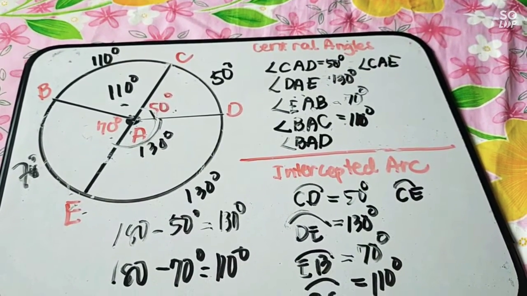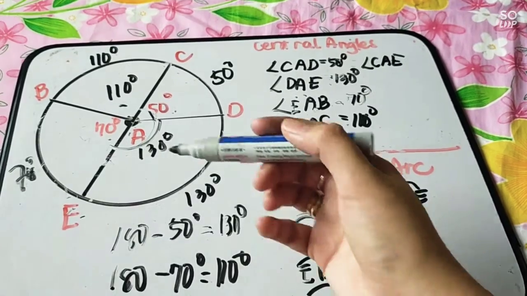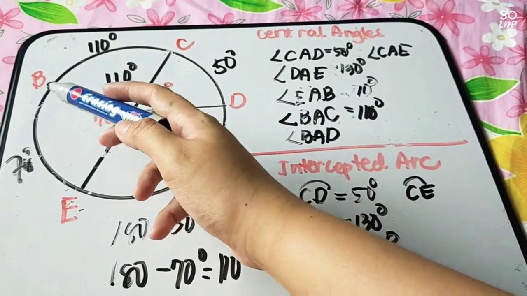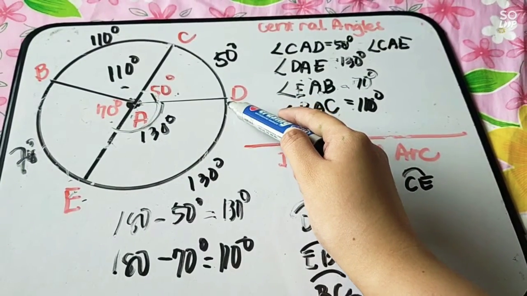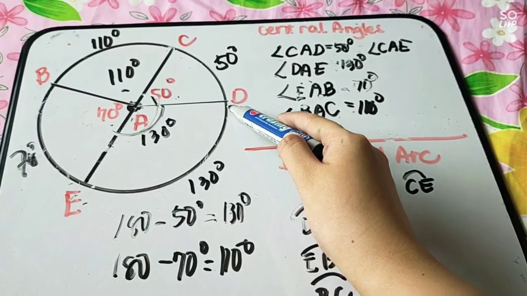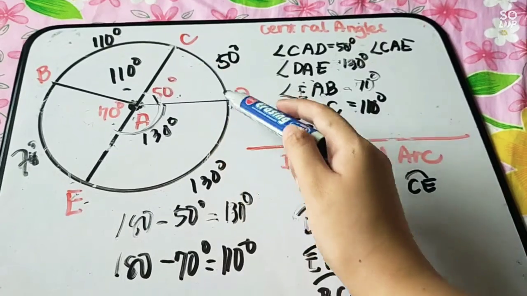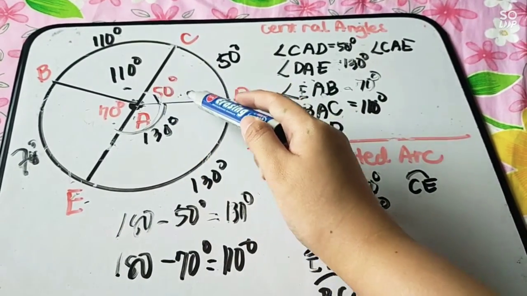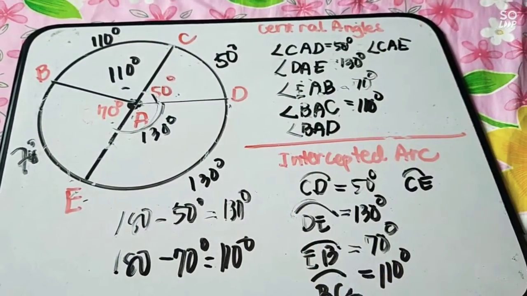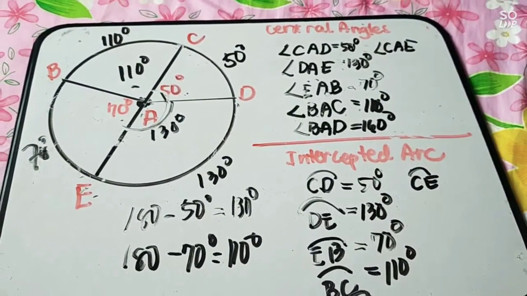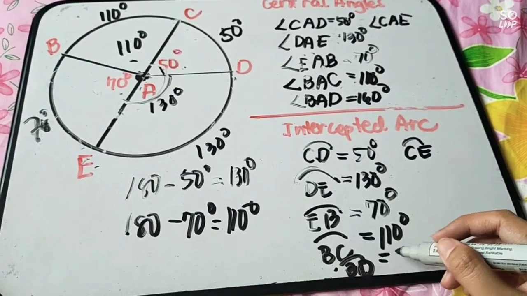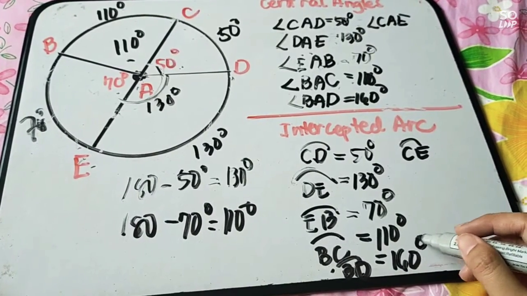We have angle BAD. Now, how will you get it? You will just add yung nakapaloob na angle sa kanya. We have 110 plus 50. What's the answer? The answer is 160. Is it clear? So, si BD is 160 degrees.